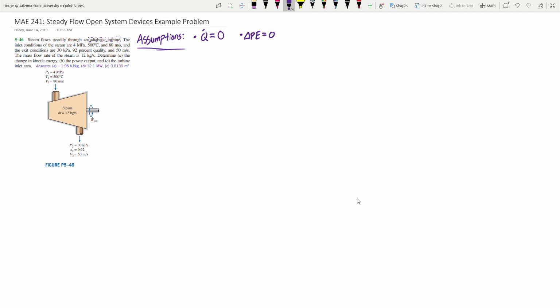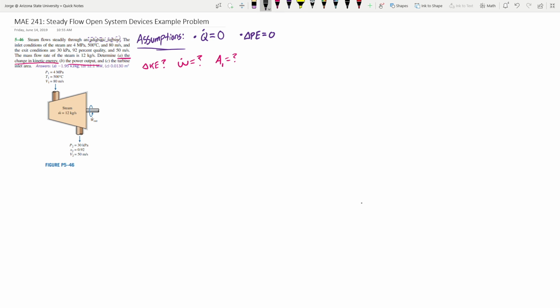So another thing I like to do is write down what we're trying to find. In this case, I'll just underline it. Change in kinetic energy. Power output. And then the turbine inlet area, so we can call it A1. So this is what we need.